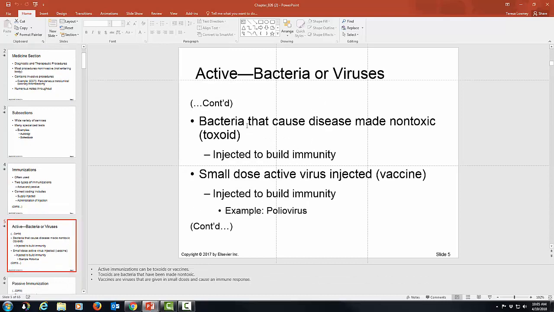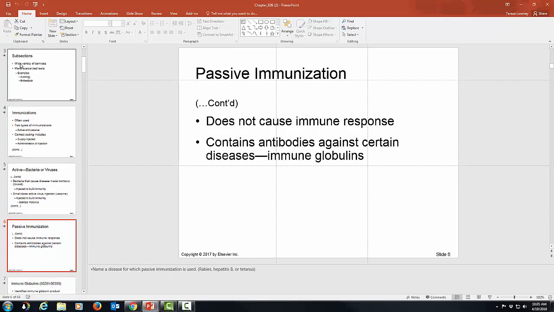Active bacteria or virus, the bacteria that causes the disease made non-toxic, is injected to build an immunity. So you think about allergy shots. A small dose active virus injected is a vaccine, and that's, for example, to build immunity. So that would be like your polio. A passive immunization does not cause an immune response. It contains antibiotics against certain diseases.